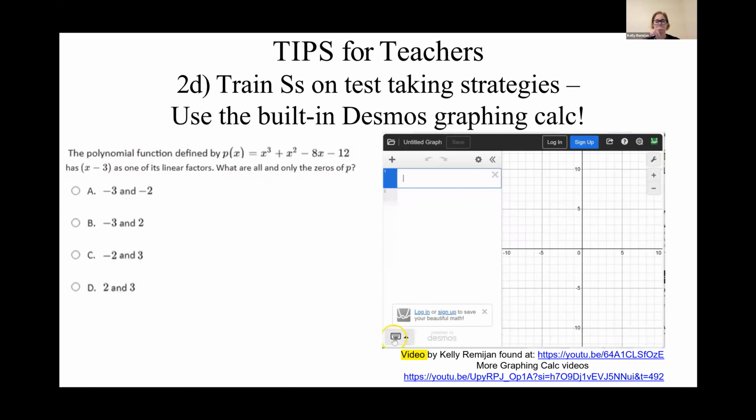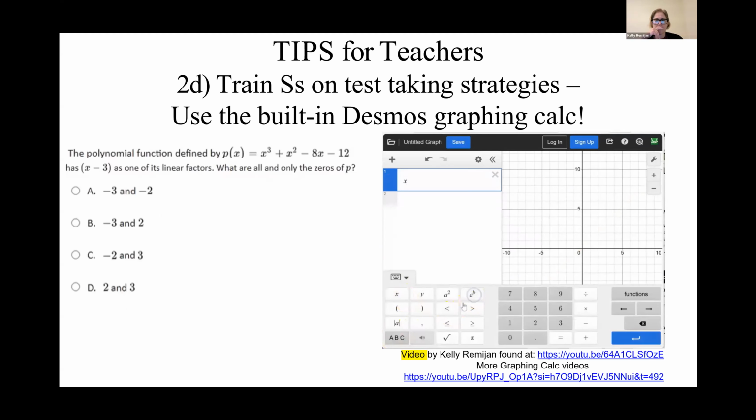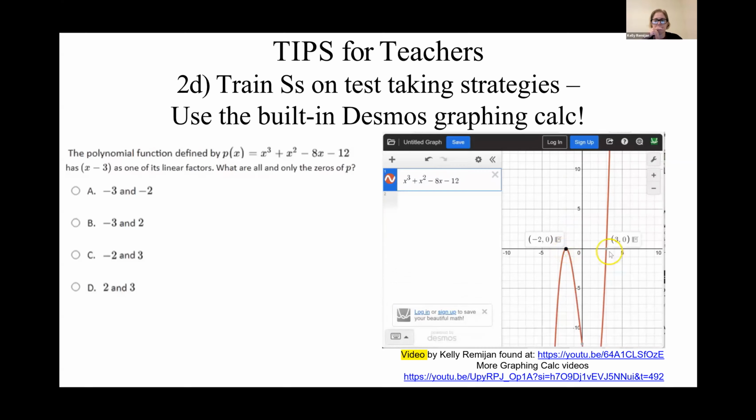So we're going to type in x. We're going to raise it to the third power. We're going to do plus x squared, raised to the second power, minus 8x, and we have minus 12. And so if you simply go over to where the graph is crossing the x-axis, those are your zeros. So we have -2 and we have 3 as the zeros for our answer here, which is choice C.